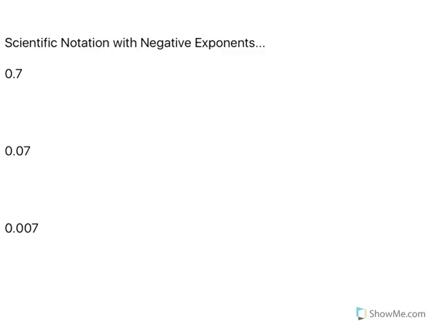We're now getting into scientific notation with negative exponents. Negative exponents imply that we have small numbers, and when I say small numbers, I mean less than 1. So when you look at this first one, 0.7, 0.7 is less than 1. In scientific notation, remember, we want the decimal to be after the first number.